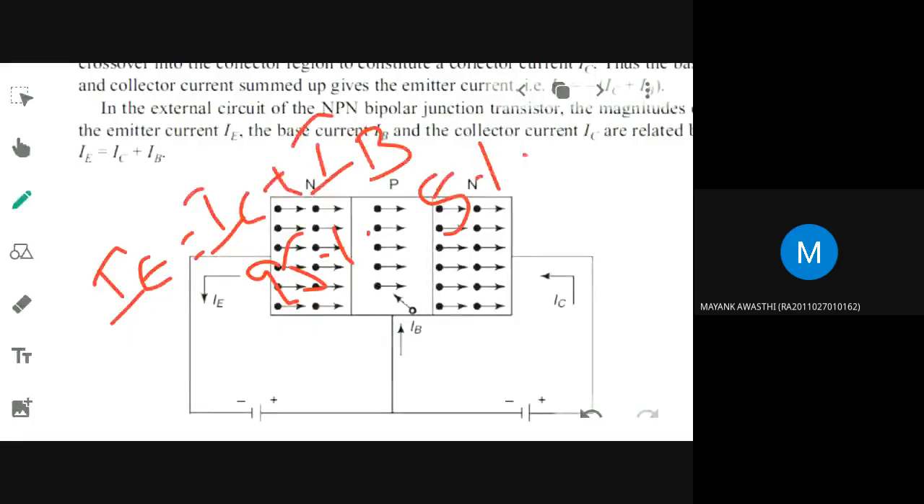I think I lost my internet connection. Okay, let's reconnect. Wait. I think there's a small delay in my audio also.